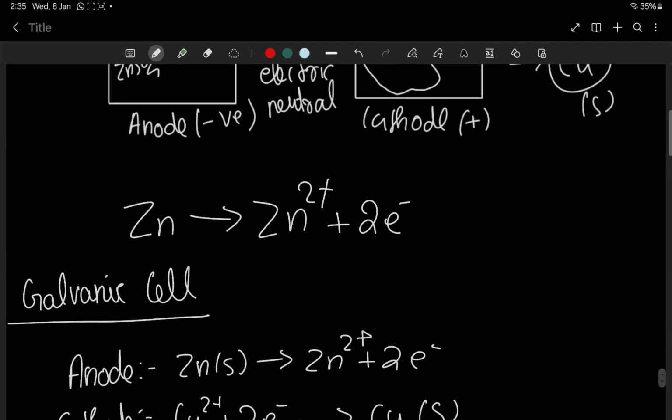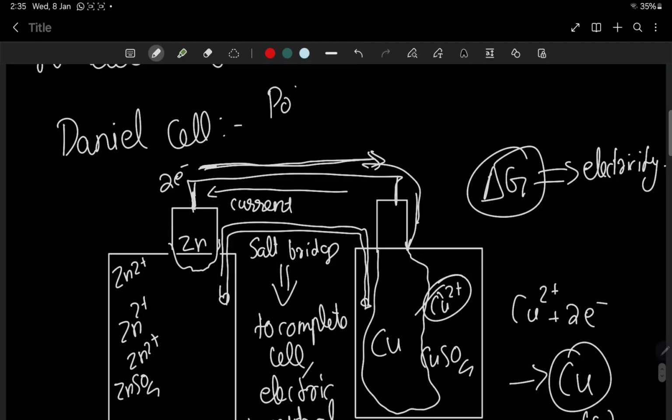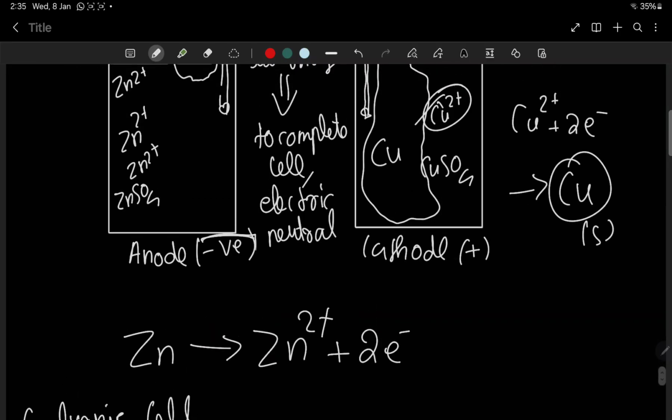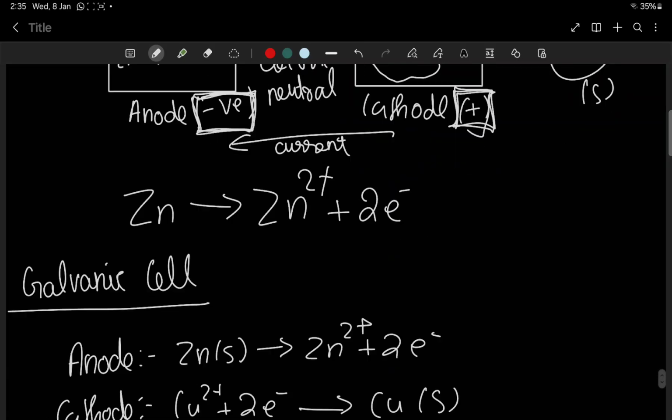First of all, you know that for a current to flow there should be a potential difference. That's the only reason for the flow of current. Here a negative charge is there, here a positive charge is there. So current flows from positive to negative. So you know that the cathode has a positive charge, the anode has a negative charge. So how will we assign this electric potential?